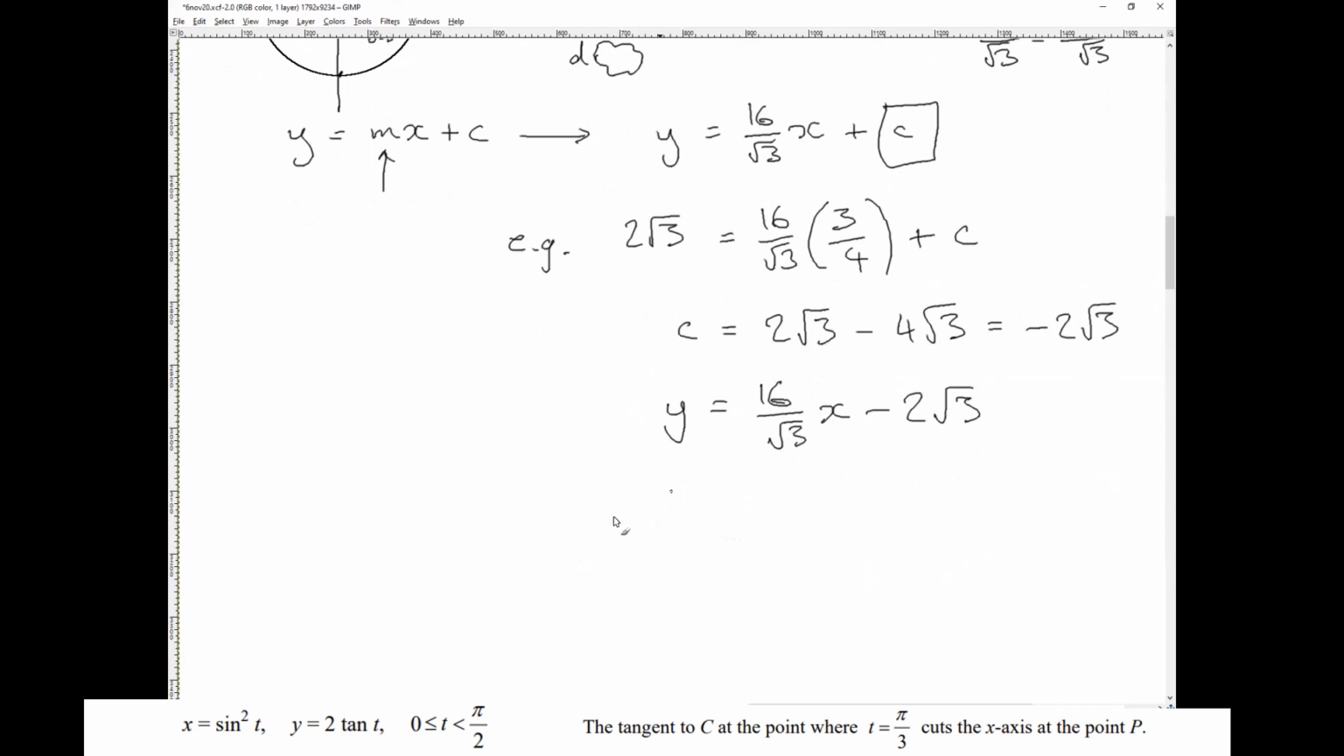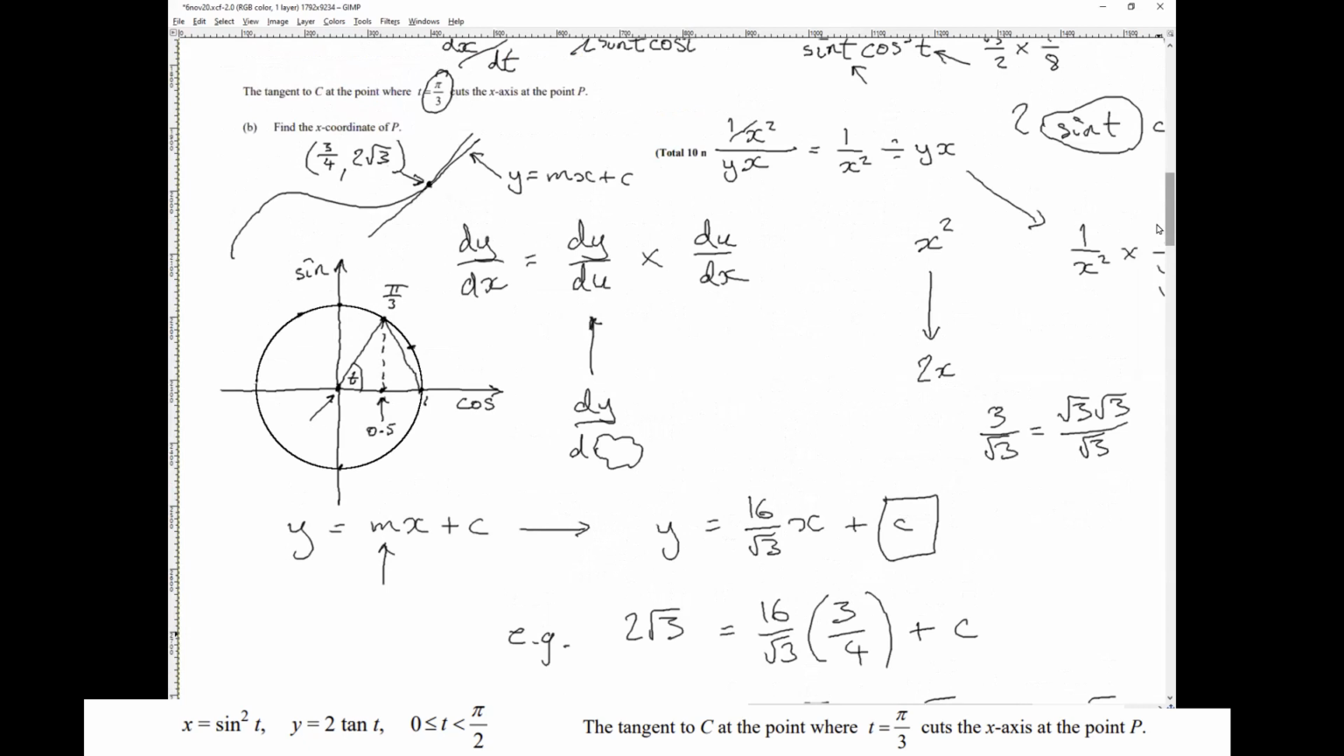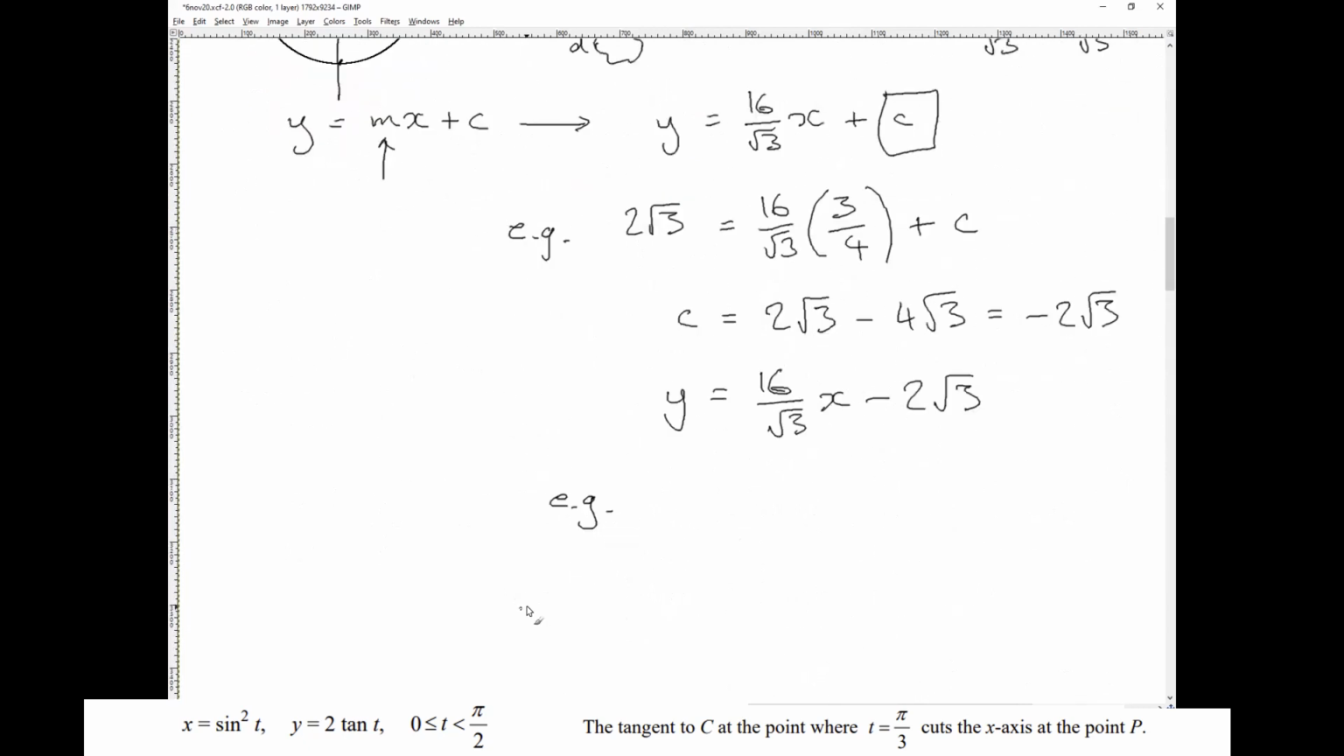And now, of course, another example would be the x-intercept. Was it the x-intercept they want? Yes. So, for example, 0 could equal that at the x-intercept, and we just solve for x. What do we get? We get 2 root 3 over 16 root 3. No, wait. Yeah, probably actually.